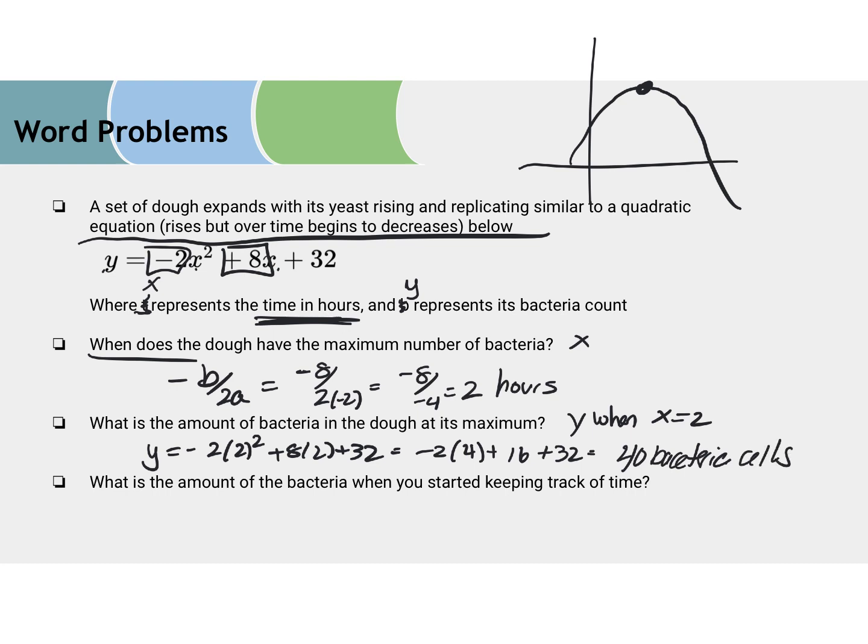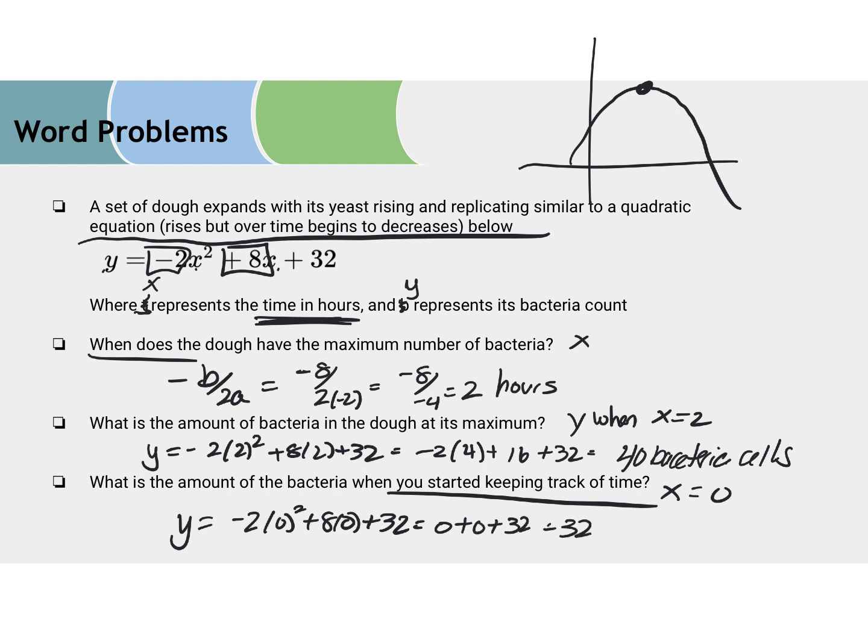And then finally, what is the amount of bacteria when you started keeping track? So again, instead of at its highest point, this would be when x just starts. So I get 0 squared plus 8 times 0 plus 32. And so again, if you notice, it's just that number at the end. So 32 bacteria cells. Okay, so that's all of our information on quadratic equations. I hope that was helpful, and I'll see you in the next video about radical graphs.